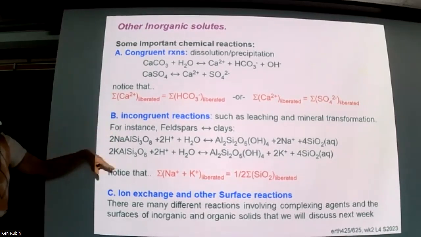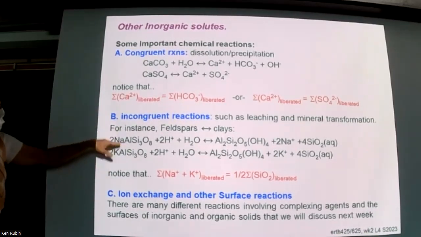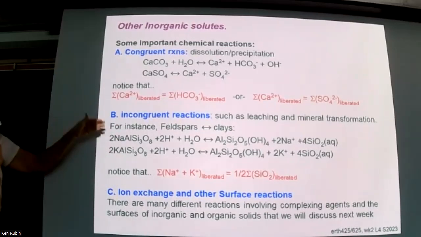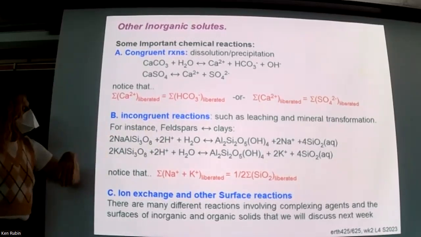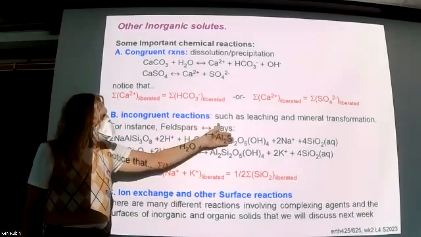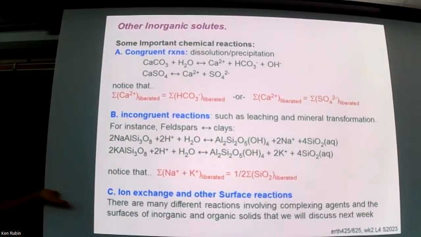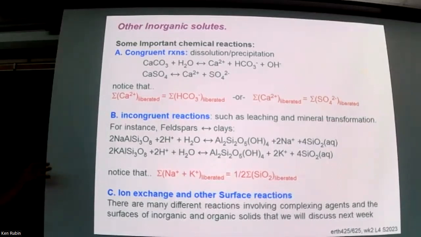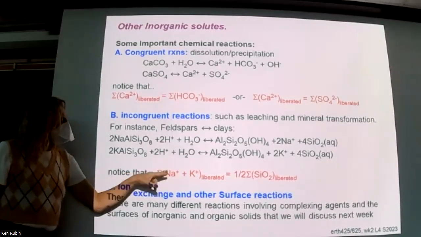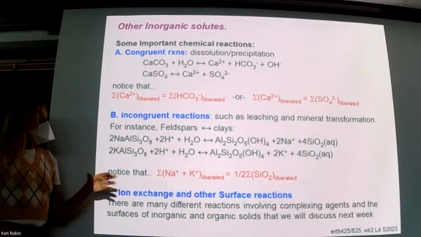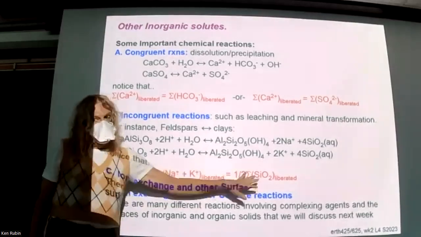We also have a bunch of incongruent reactions like we talked about last time. So here I've got a sodium and a potassium feldspar consuming hydrogen ions and reacting to make kaolinite clay and some counter ions and some dissolved silica. And so what we see here is that if we sum up the total amount of sodium and potassium from this reaction, it should equal about half the amount of the silica that's liberated.